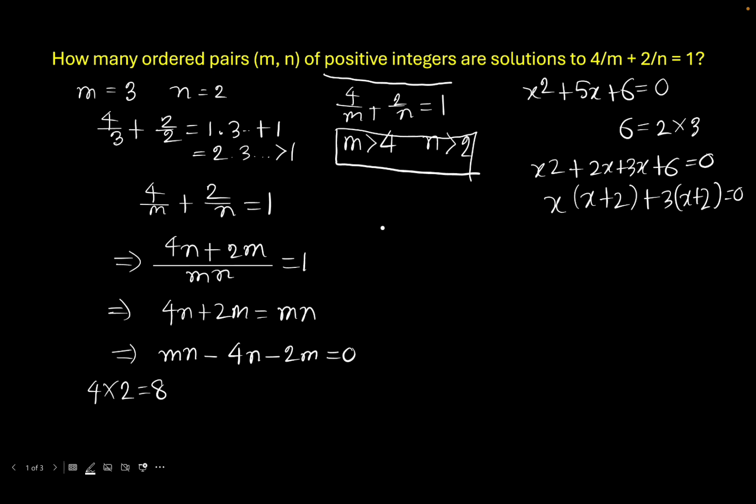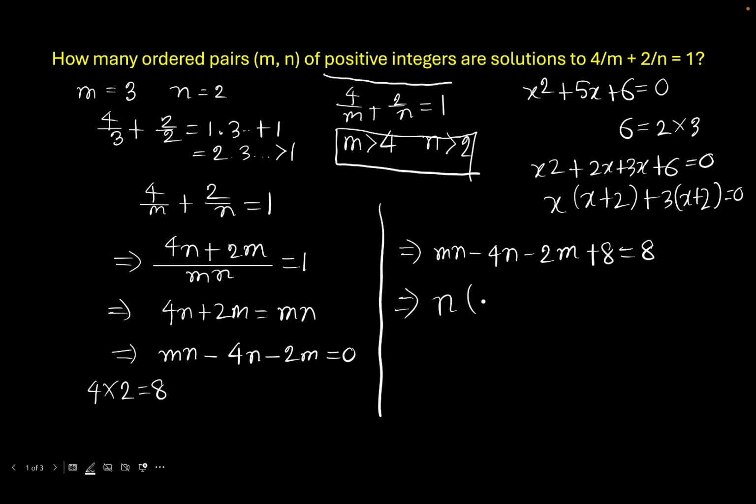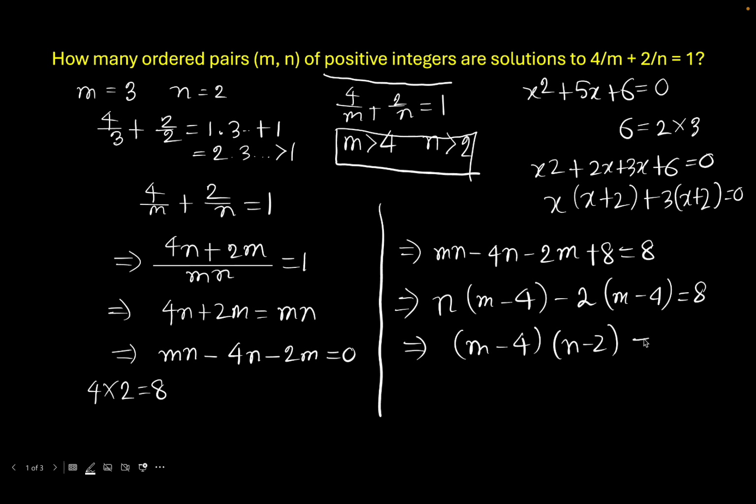So if we rewrite this equation, we will get mn - 4n - 2m + 8 = 8. We need to add this 8 on both sides because our main equation is 0. Now we can take n common here, so it will be n(m - 4) - 2(m - 4) = 8, and then we will get (m - 4)(n - 2) = 8. So this is our final equation.